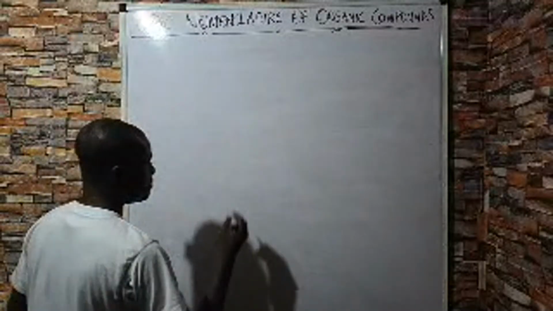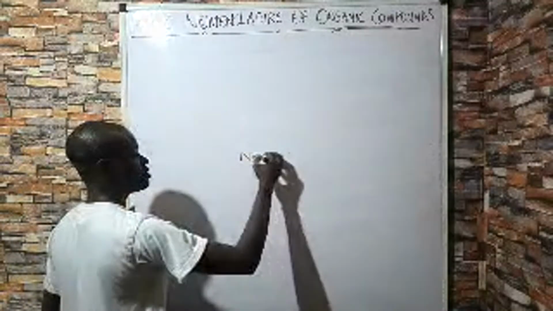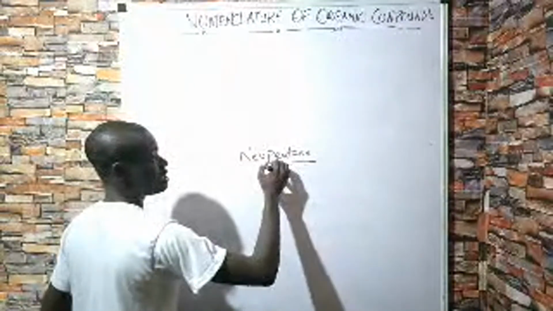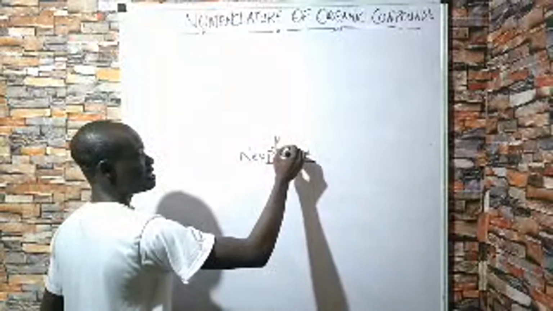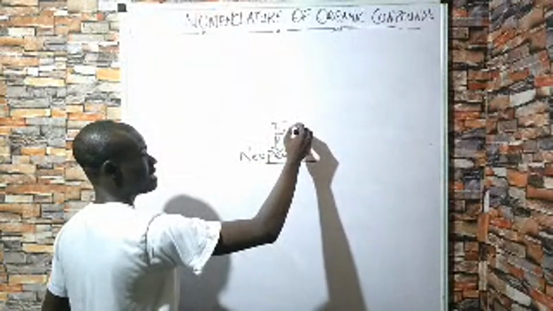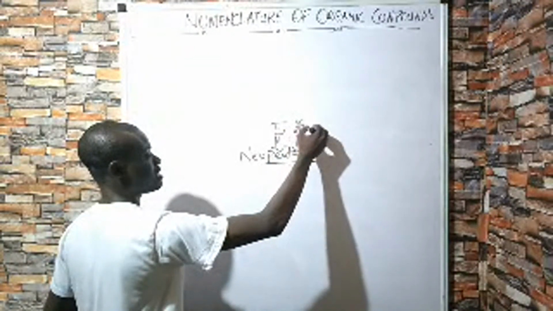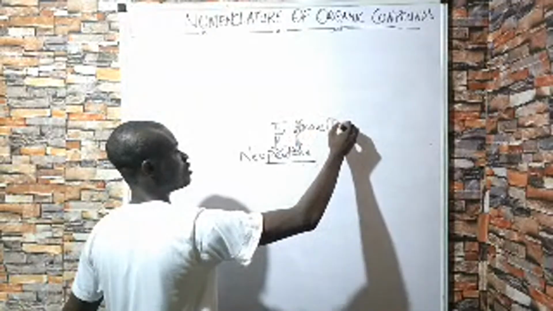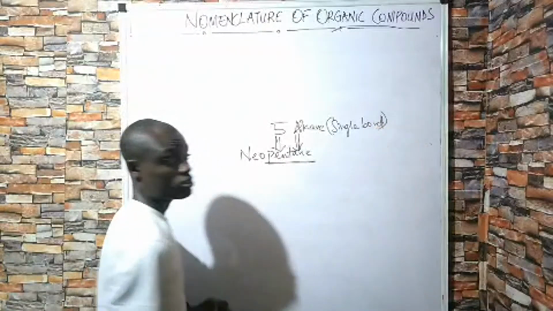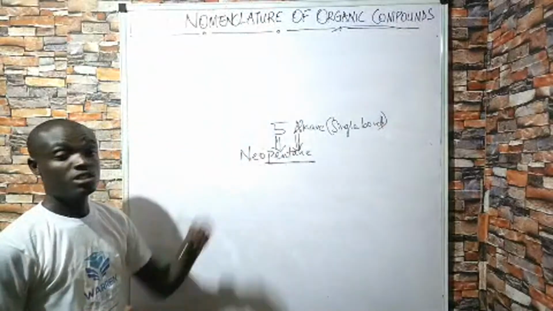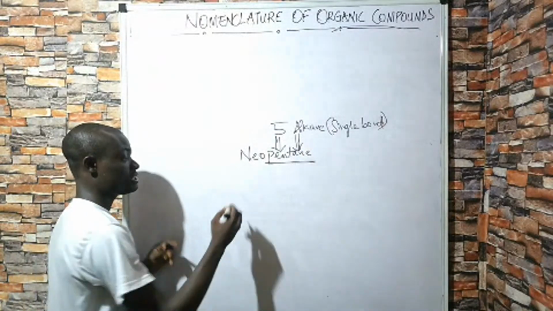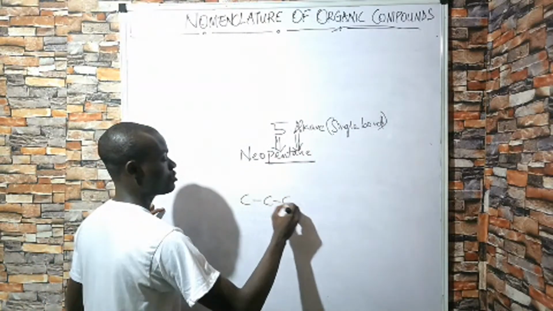So the person asked about neopentane. Now what's pentane? Pent here means 5. The "ane" ending tells us that it belongs to the alkanes, and one unique thing about the alkanes is that they have single bonds. So when you draw pentane, it should be something like this.